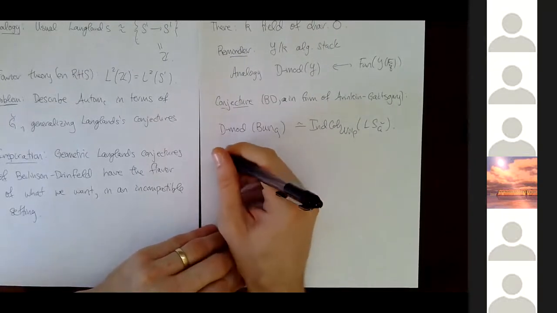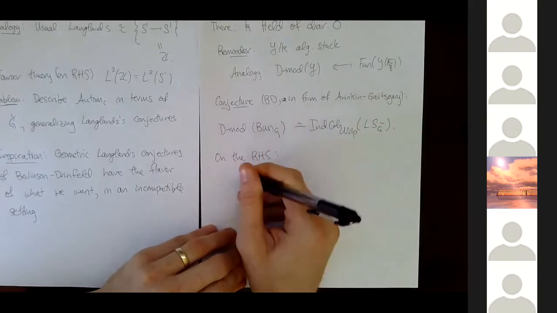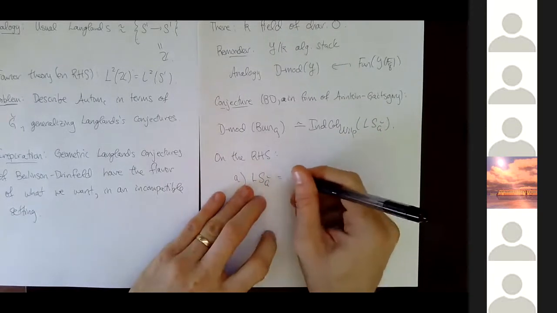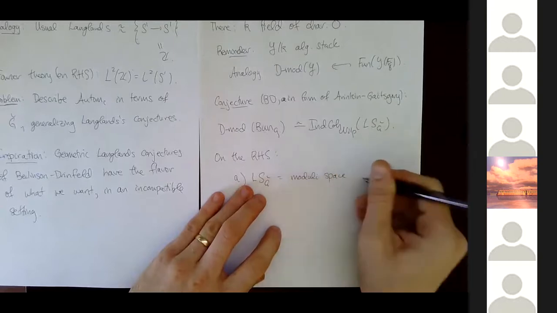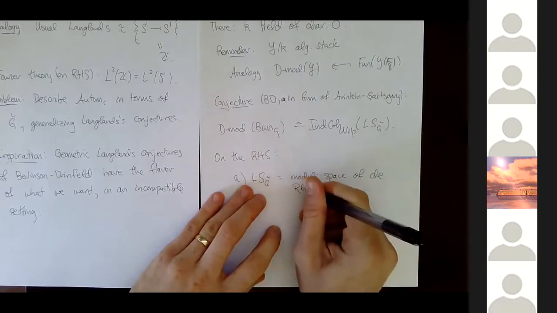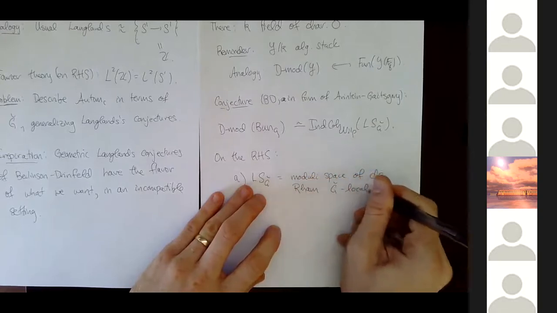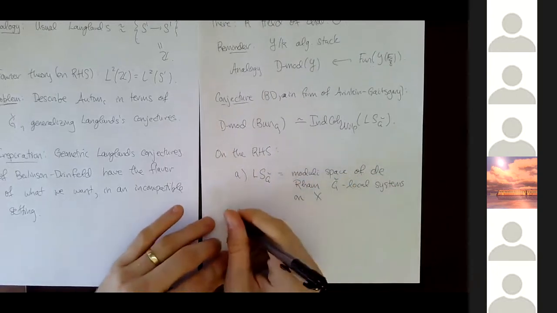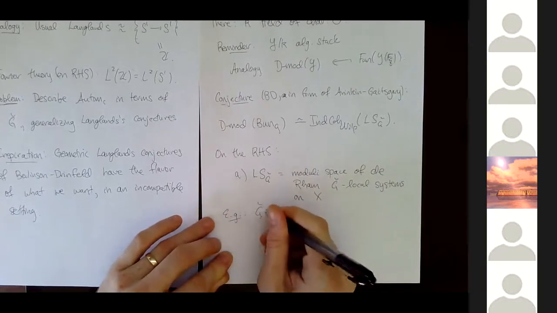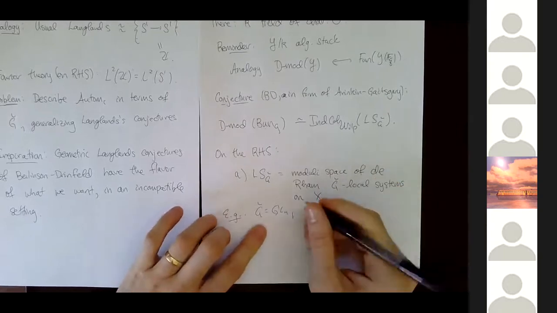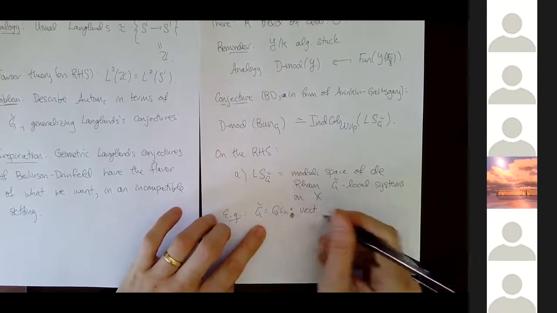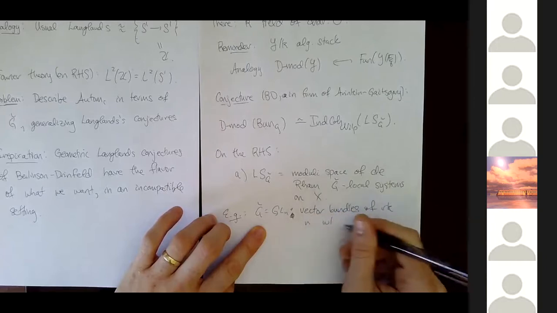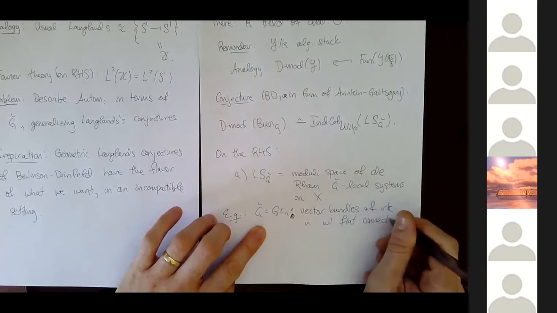So on the right-hand side, the first and most important thing that appears is the space LocSys_Ǧ. And this is going to be the moduli space of de Rham Ǧ-local systems on X. So for example, if Ǧ is equal to GL_N, this is the moduli space of vector bundles with flat connection. So for instance, there's a forgetful map down to Bun_Ǧ. These are Ǧ-bundles with extra structure.